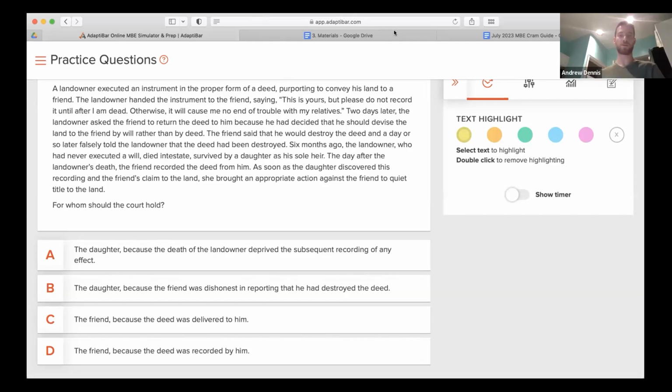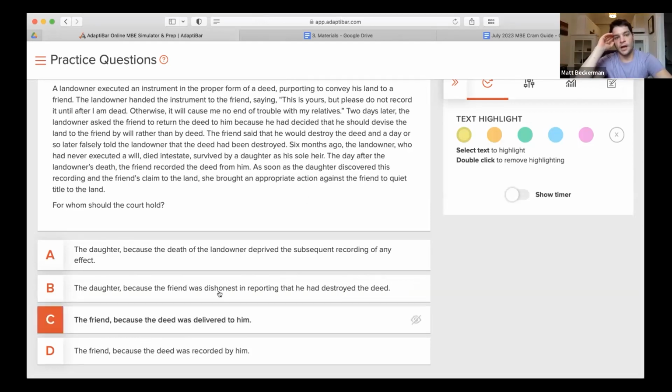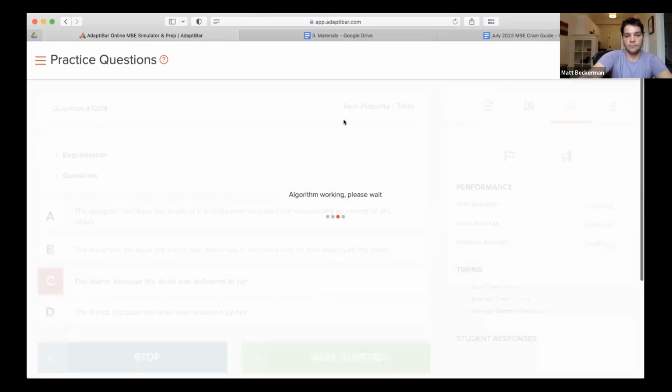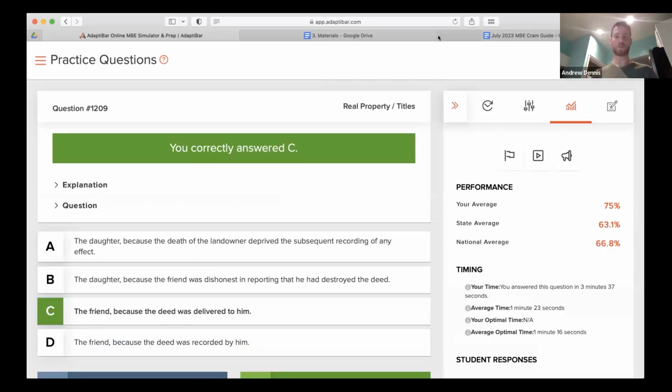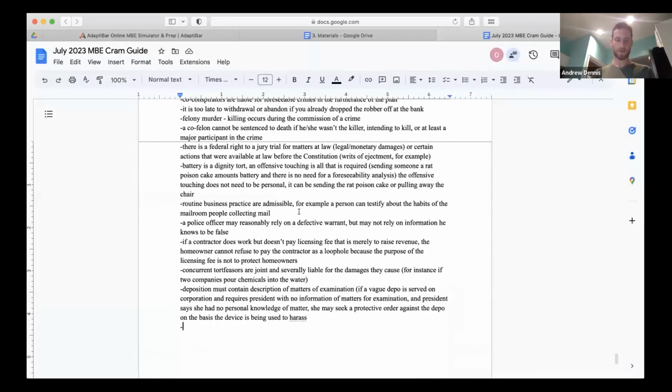I agree. You agree with us, Matt? Yeah, it was physically transferred. It's too late. Once it's transferred, it's transferred. So you can't say here it is, but please don't do it, because once it's transferred, ownership has ceased for the grantor, right?